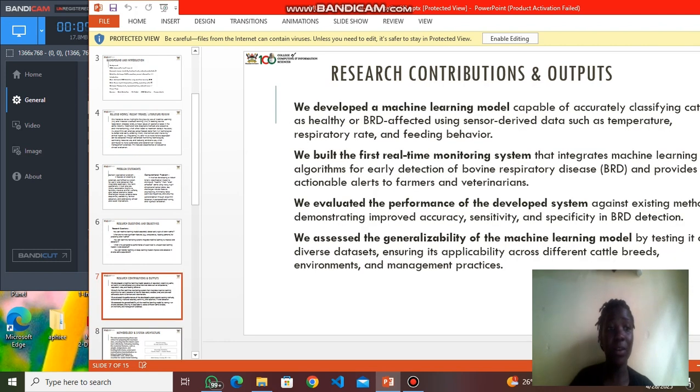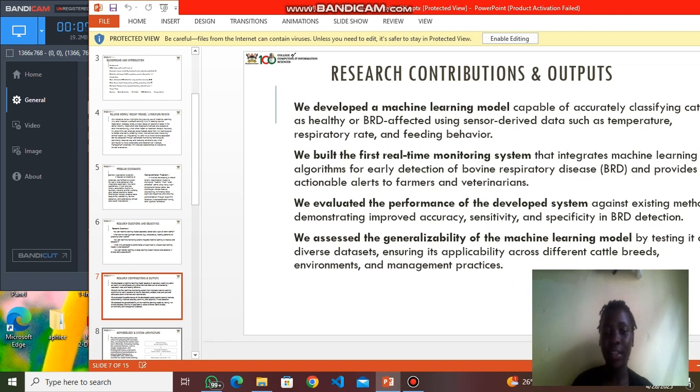So some of our research contributions and outputs: we developed a machine learning model that can accurately classify cattle as healthy or sick, which matches our objectives. Then we built the first real-time monitoring system that integrates machine learning algorithms for early detection of bovine respiratory disease. Then we evaluated the performance of the developed system against existing methods. Yes, those methods exist, but our biggest advantage over them is the accuracy, sensitivity, and specificity in the BRD detection.